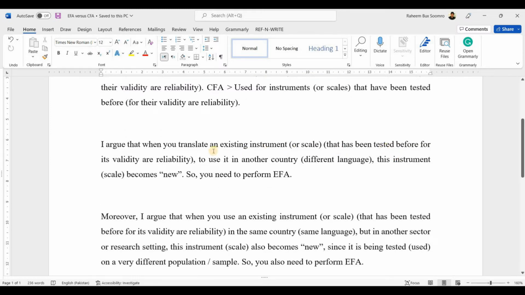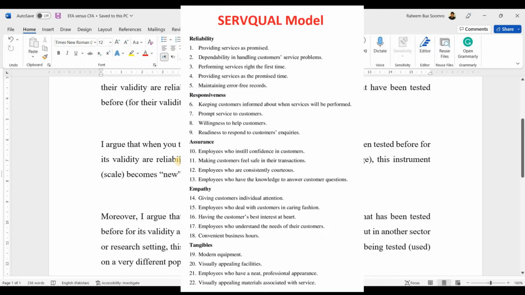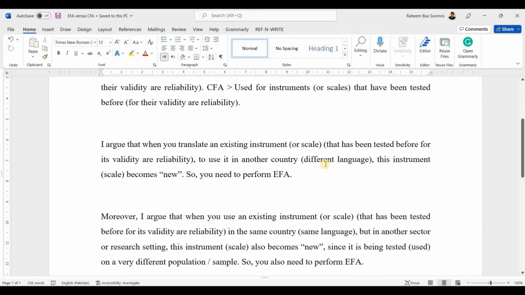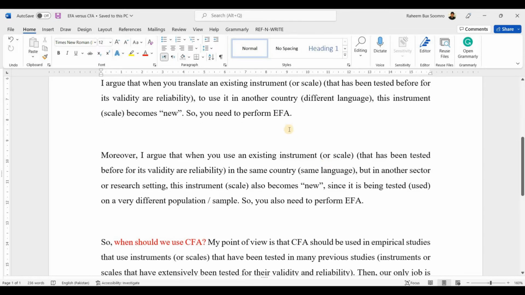I argue that if you translate an existing scale that has been tested before for validity and reliability, such as the SERVQUAL model, the service quality model, which you can use to measure the service quality of any service-oriented organization, and use it in another country with a different language, then the same instrument becomes new. So it is better to perform EFA over there.